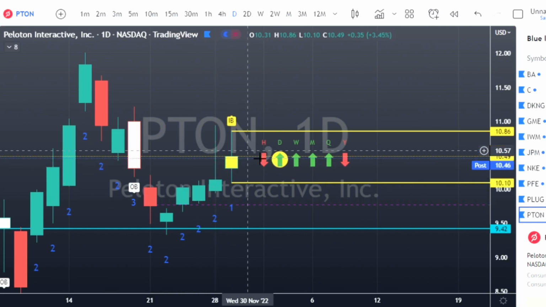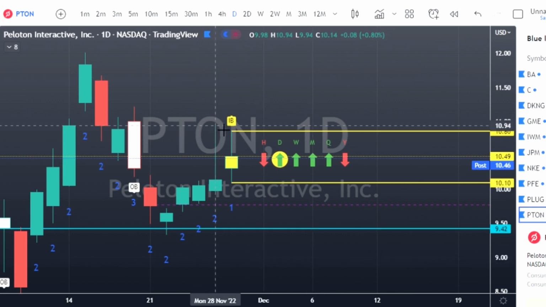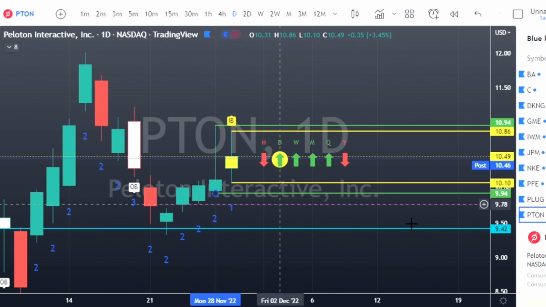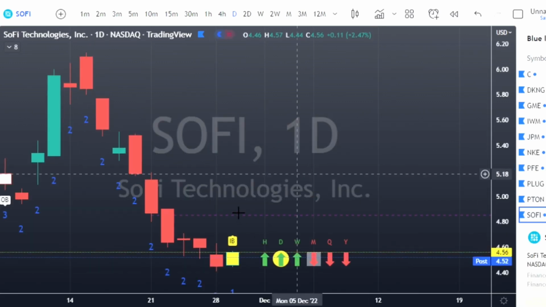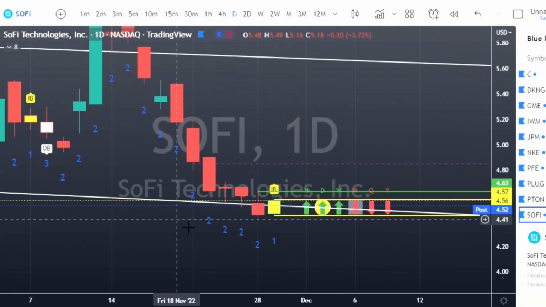Peloton also has an inside bar, calls at 10.86. First target at 10.99. First target to the downside, if we trigger that way, 9.94 off of the 10-cent trigger. SoFi inside bar, and we are low.